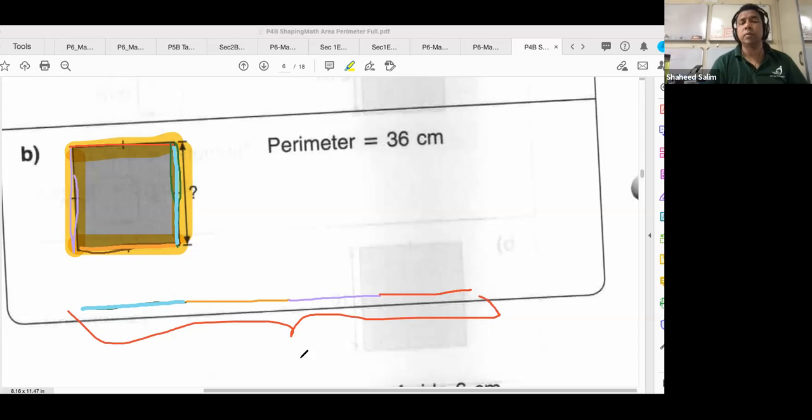Can you see now? This thing is actually each side. One side, two sides, three sides, four sides is 36. If you want to find what is 1, it is 36 divided by 4, and you get the answer, which is 9. 9, 9, 9, and 9. If you don't believe, you add up all these four 9s, you will get 36. Okay? Let's try the next one.